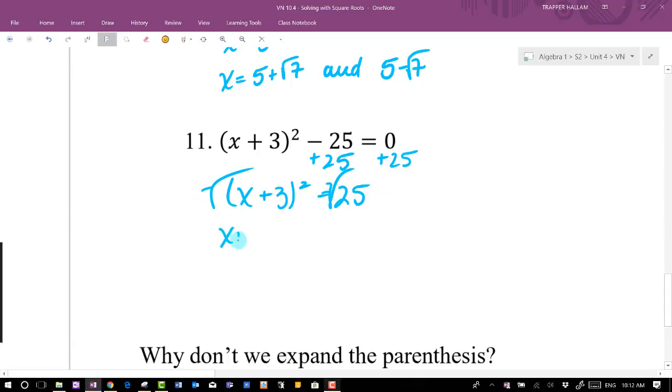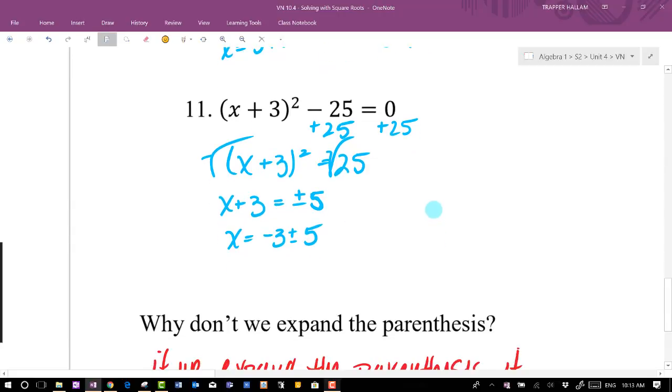Okay, we're going to be left with x plus 3 equals plus or minus, don't forget your plus or minus, the square root of 25. Let's change that to 5 because I think we're good enough to know that now. So we've got plus or minus 5. And now we're going to take that 3 and subtract it to the other side. So it's going to be x equals negative 3 plus or minus 5.